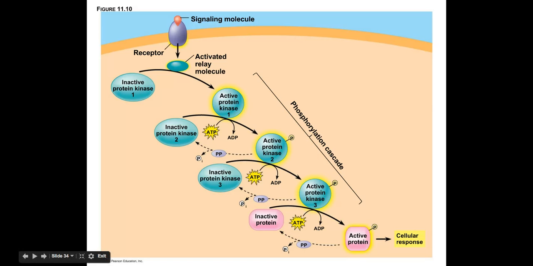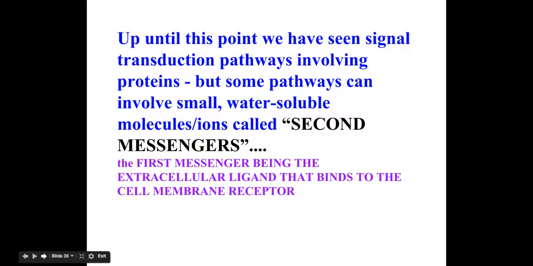So each of these active protein kinase molecules can go on to activate another pathway. And you notice that these phosphorylating enzymes, the protein kinases, are then subsequently dephosphorylated by another enzyme called a phosphatase to get some type of cellular response. But up until this point, we have seen signal transduction pathways that involve proteins that can't get into the cell.